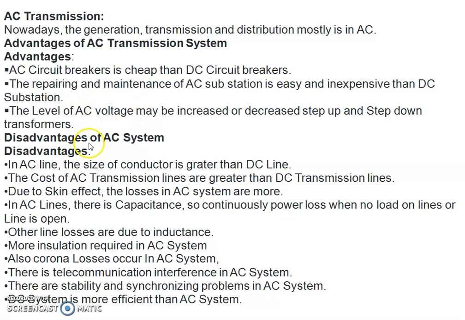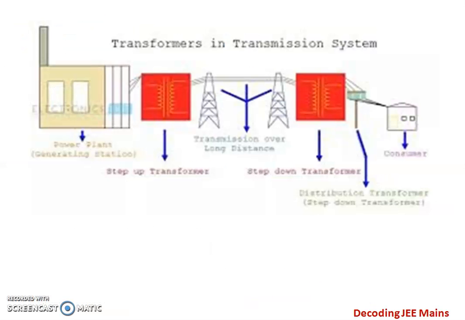And why is it advantageous? Because for DC there is a limitation of distance. We cannot generate power in a power station and transmit the electrical power to very large distances, say 1000 kilometers away from the power station, but that is possible with the help of AC. This is the main advantage of AC transmission, and that is why for AC transmission we require transformers, that is the step up and step down transformers.